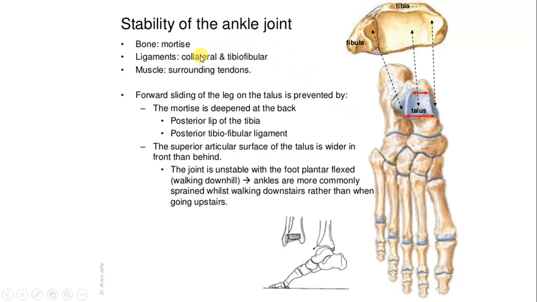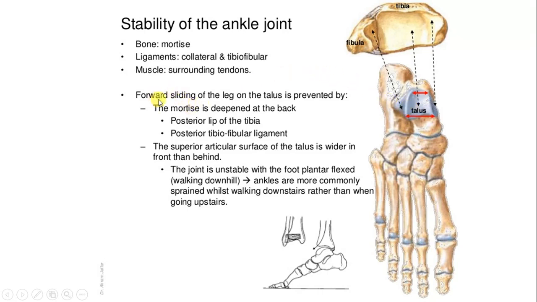We have seen the medial deltoid ligament and lateral ligament, lateral malleolar ligament, and tibio-fibular ligament. We have seen that. So these ligaments are taking part in the stability of the joint. There are also muscles which are crossing the joint from the leg into the foot to produce a movement at the ankle joint. The tendons of these muscles must be providing stability to the joint.